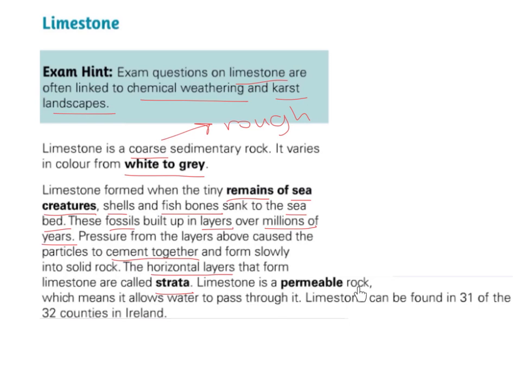Limestone is a permeable rock, which means it allows water to pass through it. Permeable is a very important geographic word. So permeable means that water can pass through it. Limestone can be found in 31 of the 32 counties in Ireland.